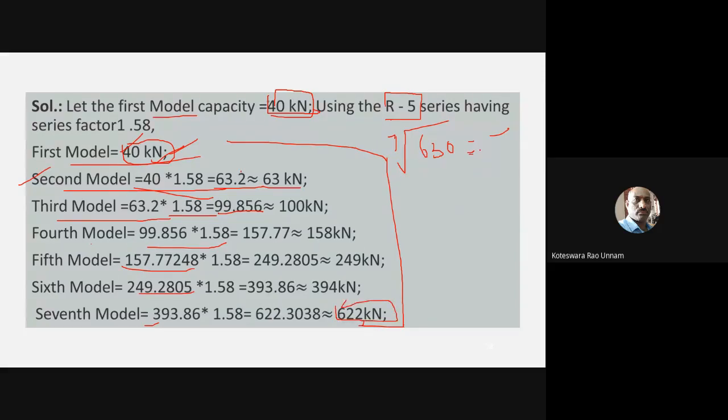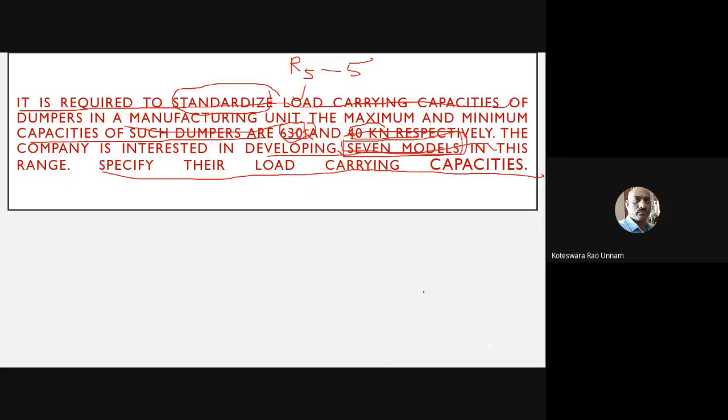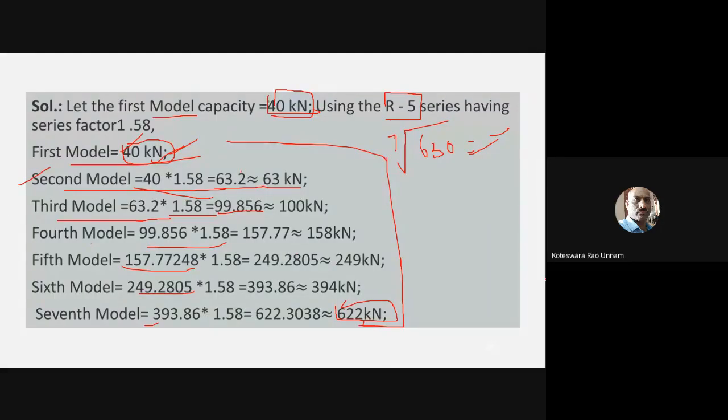If you follow this series factor, you may get close to that number, close to 630. Okay, so like this, you can standardize any number. It need not be 7. You can standardize within the range. You can standardize any number.